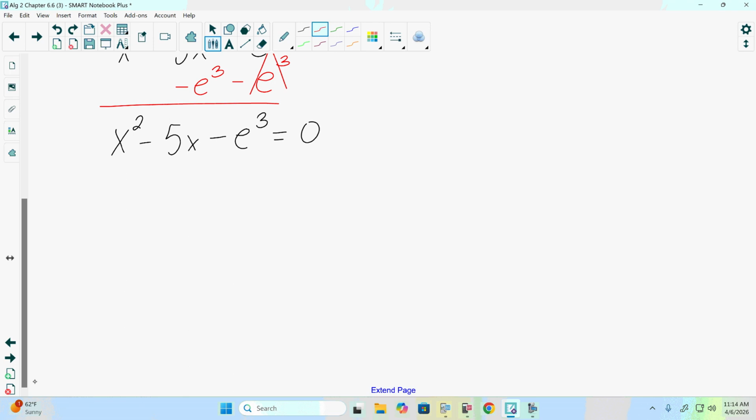Now, we could try factoring it if we wanted to, but that would also require me knowing the factors of e to the third and seeing what factors of those will add together or combine to give me negative 5. And instead of doing that, we're going to use the quadratic formula.